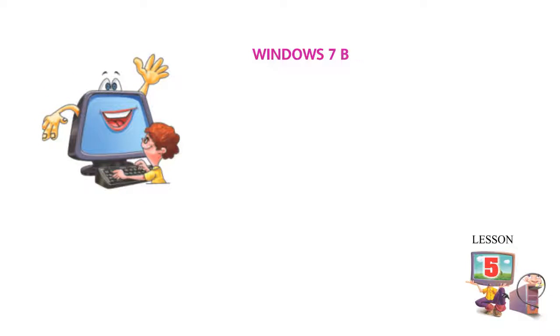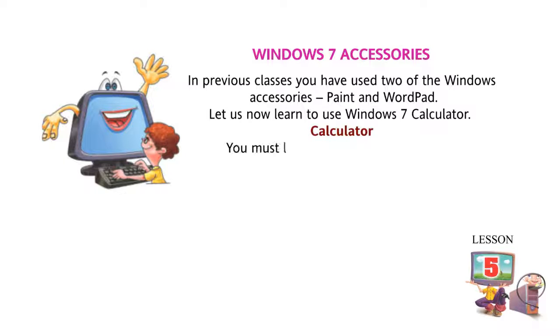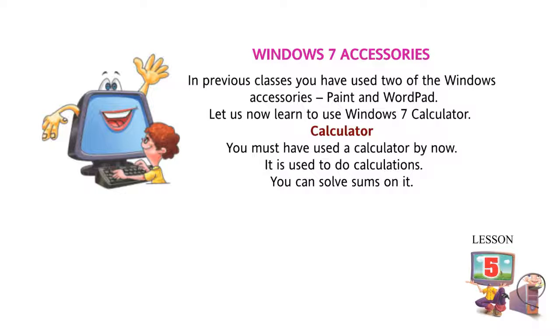Windows 7 accessories. In previous classes, you have used two of the Windows accessories, Paint and WordPad. Let us now learn to use the Windows 7 Calculator. Calculator. You must have used a calculator by now. It is used to do calculations. You can solve sums on it.